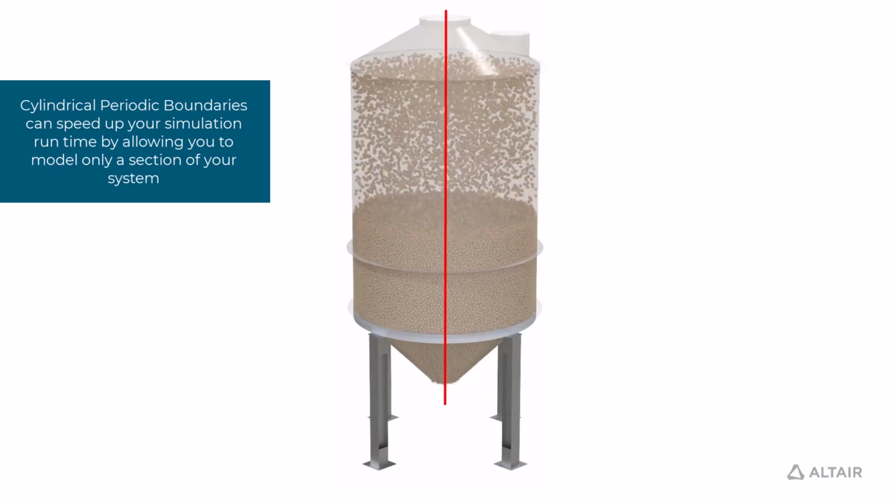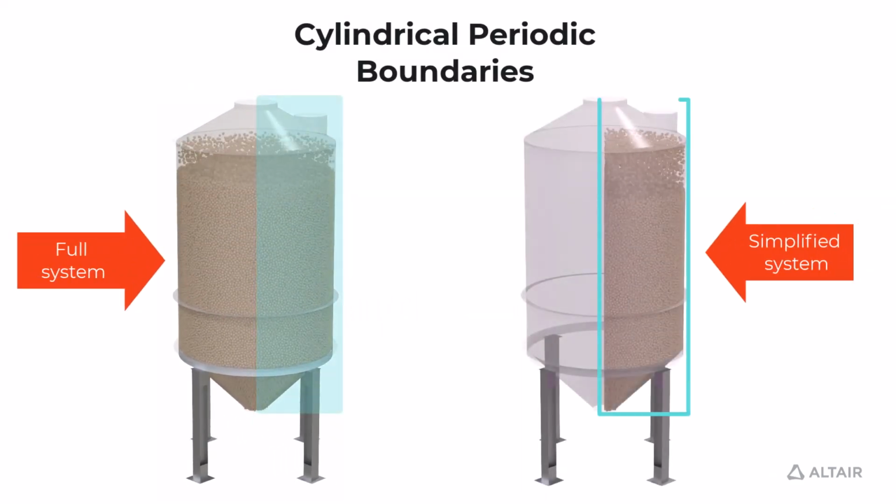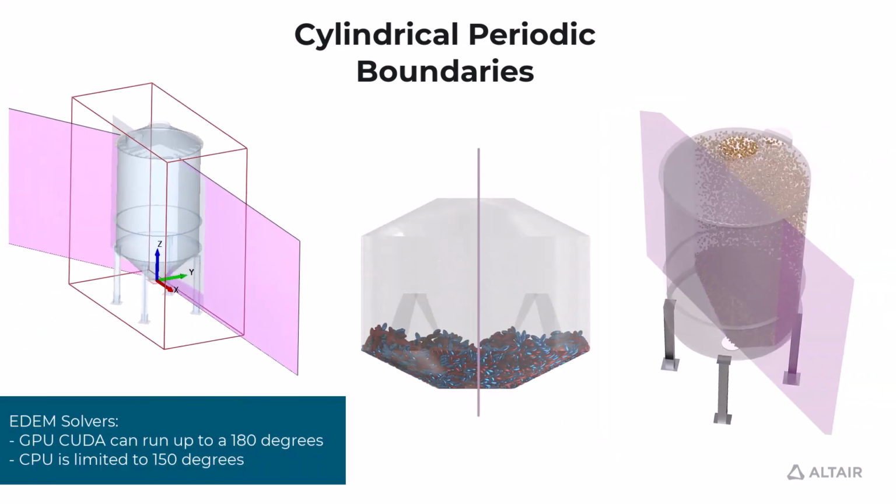Instead of modeling the full 360 degrees, you can work with a representative area, which reduces computational cost while maintaining realistic system behavior. You can define an angle between two boundaries and transfer bulk material from one side to the other.